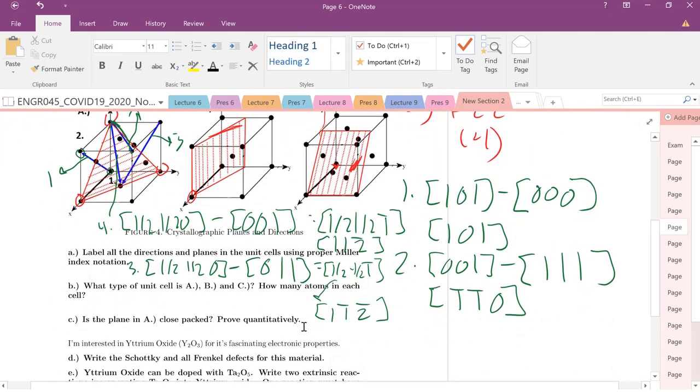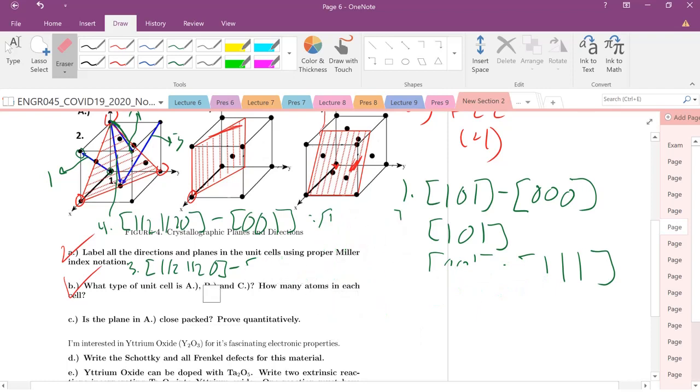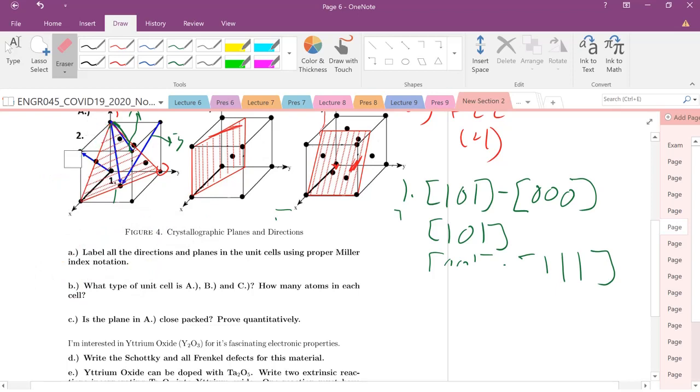So we've labeled all the directions and planes in the unit cell, so we've ticked that one off. What type of unit cells are A, B, and C? How many atoms in each? We answered that at the beginning. Is the plane in A close packed? Prove quantitatively. So we know that A is FCC. So an FCC structure is close packed already. So we can have a close packed plane.